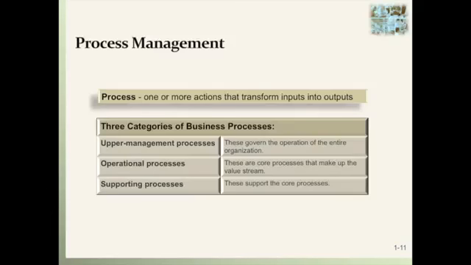So process management is an important part of operations management. There are three categories of business processes. The first is upper management processes. These govern the operation of the entire organization. And then there are the operational processes. These are the core processes that make up the value stream. And then supporting processes. These support the core processes.